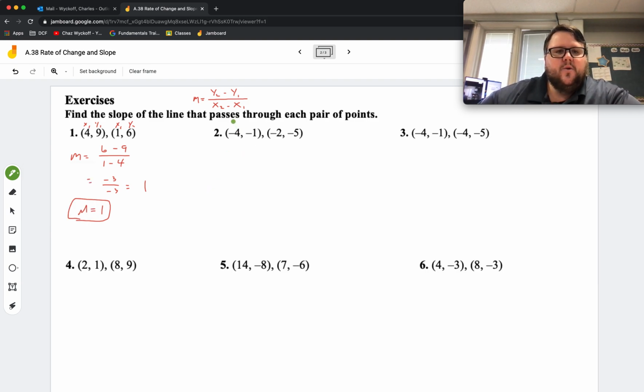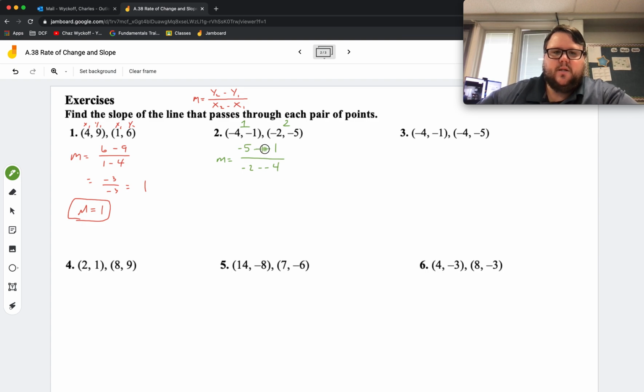Number 2, just to help myself, I'll just put a 1 above it and a 2 above the next one. I know that that 1 means that this is x1, y1, and that 2 means x2, y2. So m equals y2 is negative 5 minus y1 is negative 1, so minus negative 1, over x2 is negative 2 minus negative 4.